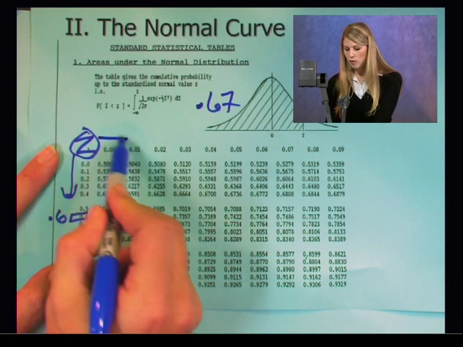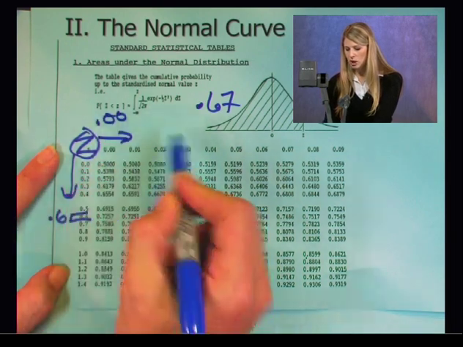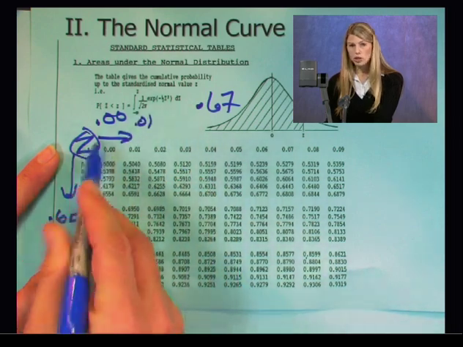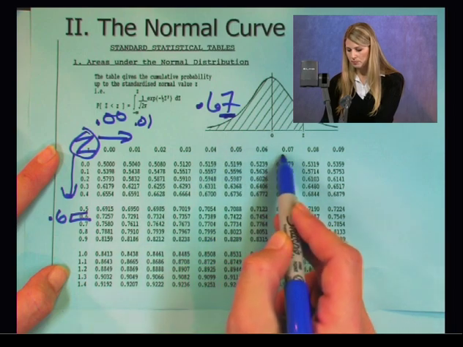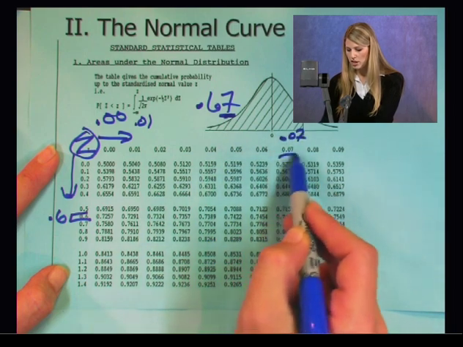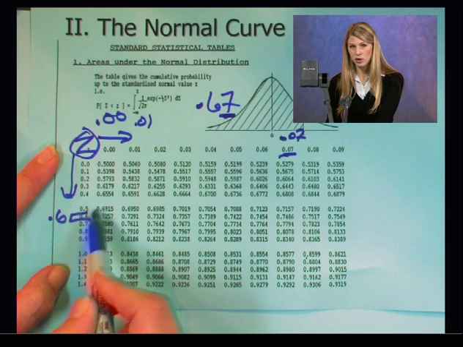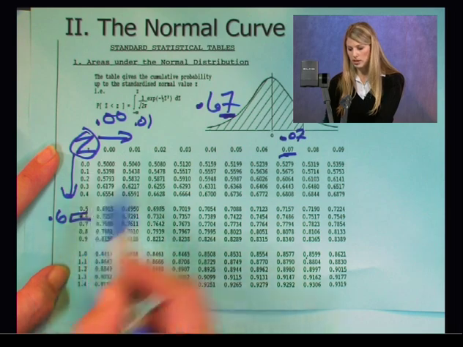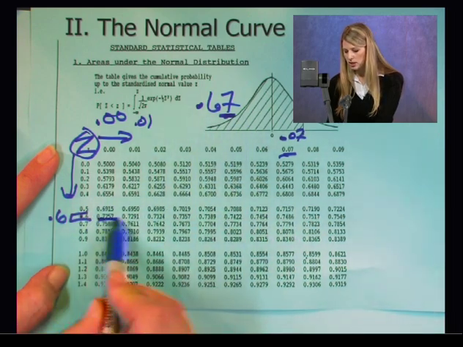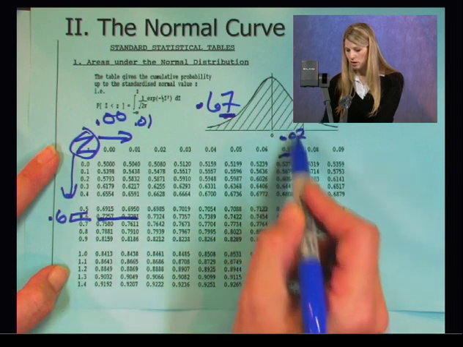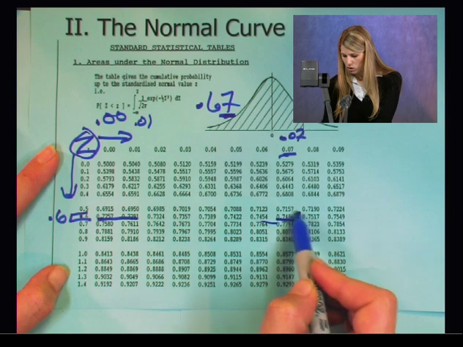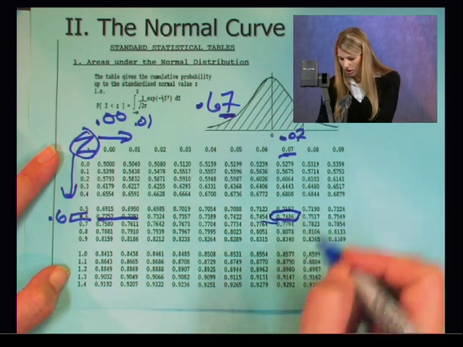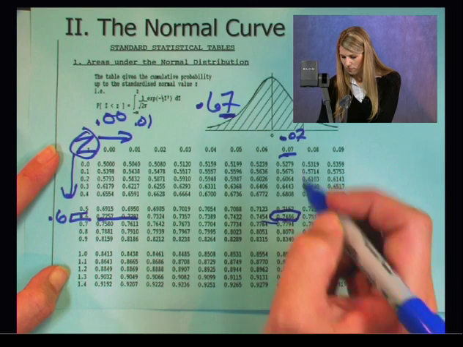Okay, so we want in between 0.6 and 0.7. So now you move over here where it says 0.00, 0.01. So you just continue to move until you get to the 0.07, which is right here. This 0.07 corresponds with the 0.6 to make 0.67. So you follow this 0.6 over until you get to the column that has the 0.07, and it gives you one number. The number is 0.7486.